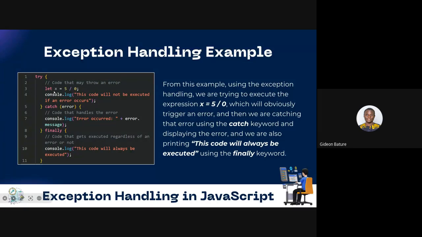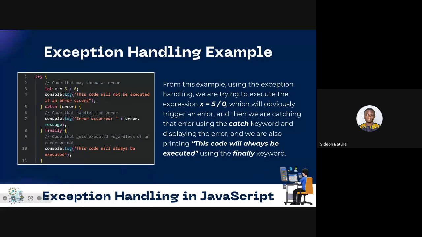What are we trying? Let x be equal to 5 divided by 0, right? And then we console log. This code will not be executed if an error occurs. So this comment, this console log, is not really part of the code. It's just trying to explain what is going to happen.